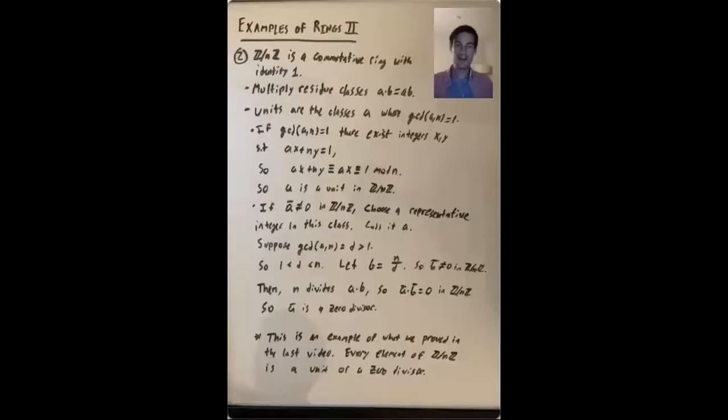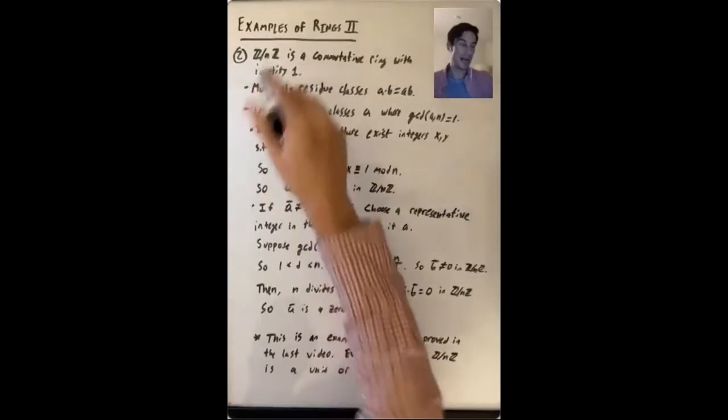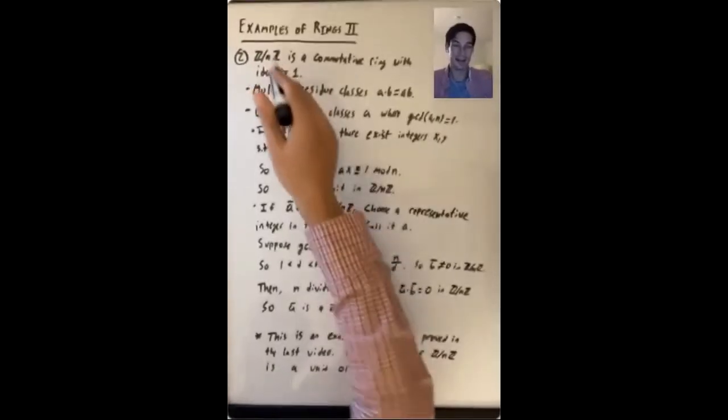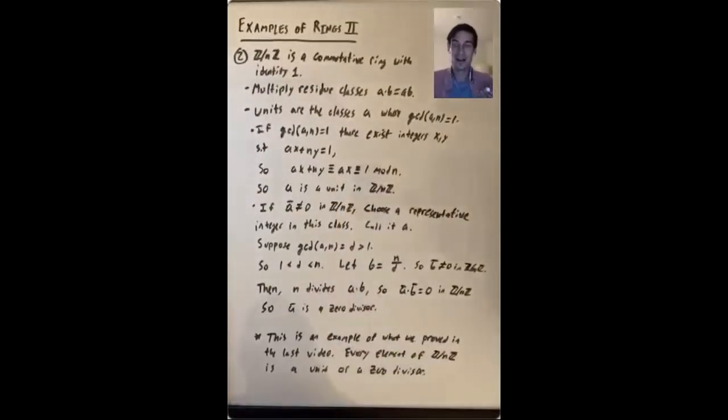In this video, we'll continue our discussion of examples of rings. Our next big example is Z mod nZ. This is a commutative ring with identity. The identity is 1. So as long as n is greater than or equal to 2, that you're not taking Z mod Z, we have a non-trivial ring.